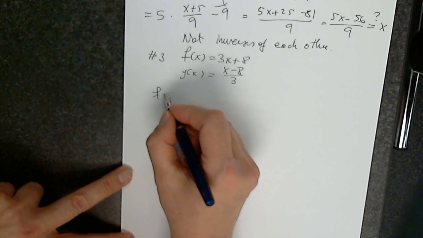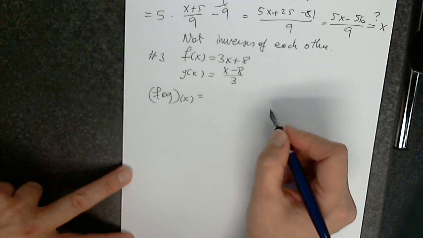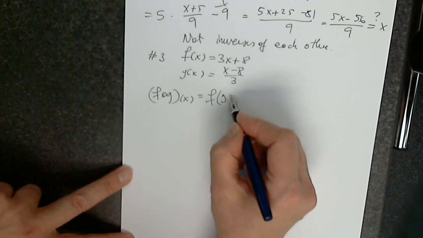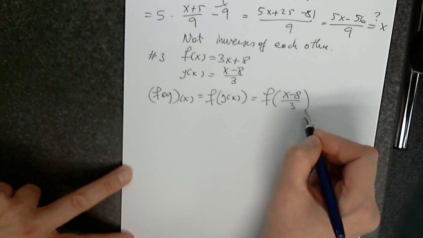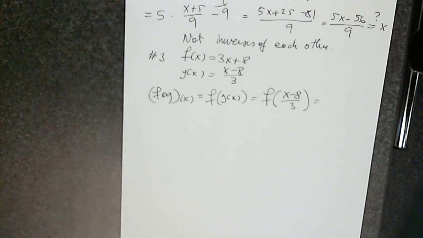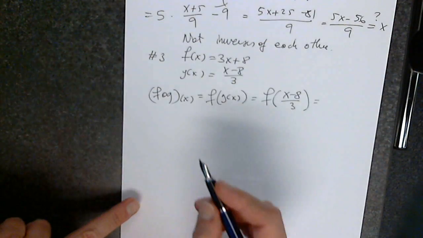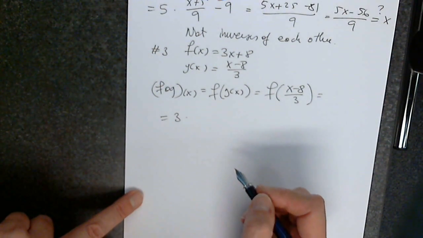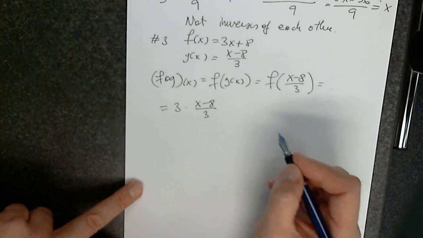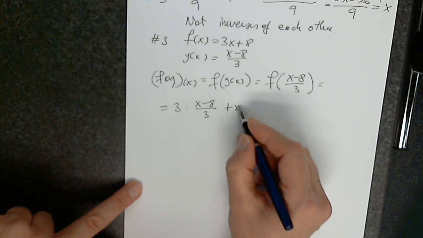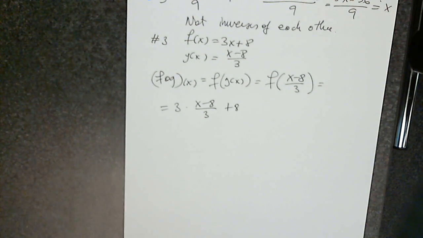What do I have to determine? I have to find the function composition f of g, which by definition is f of g of x, which is f of (x minus 8) over 3. Now I look at f, and f says 3 times blah plus 8. How do I write that? 3 times (x minus 8) over 3, plus 8.